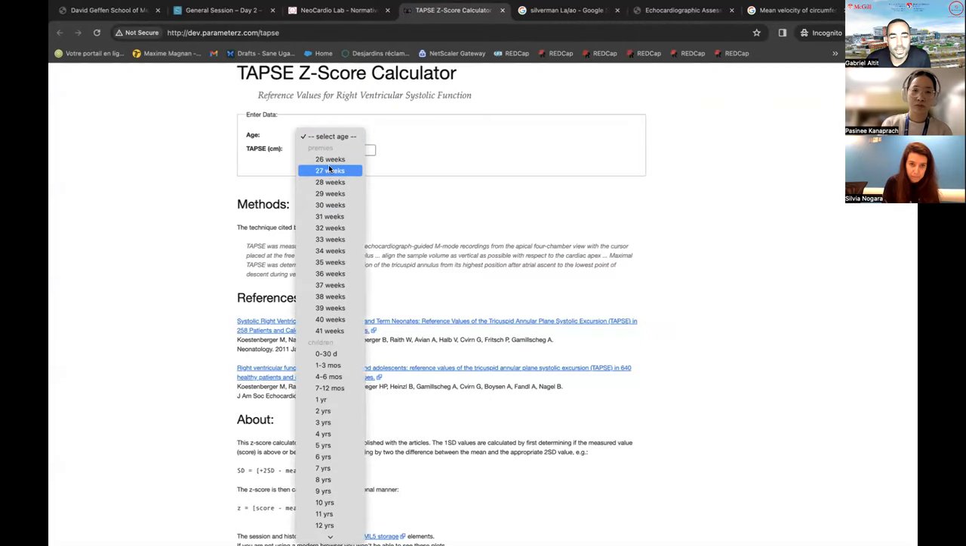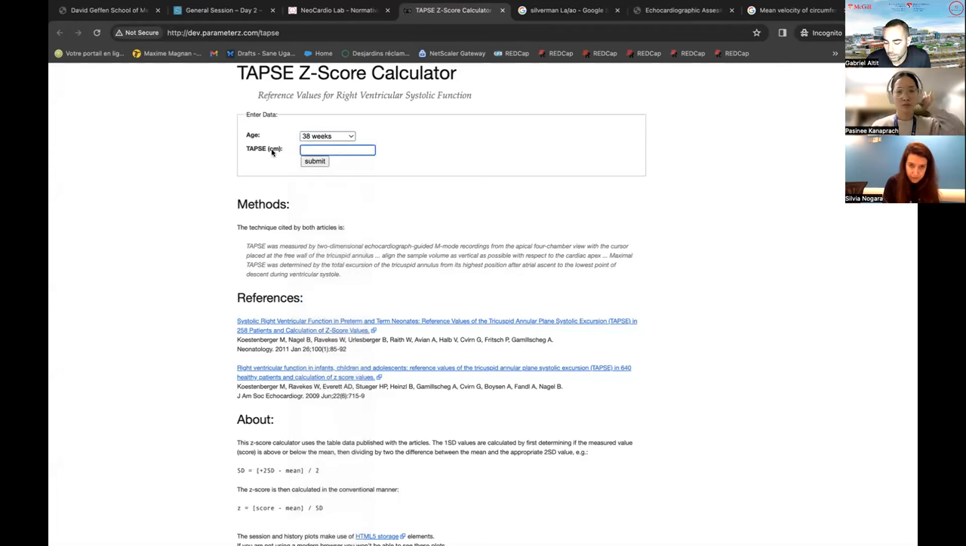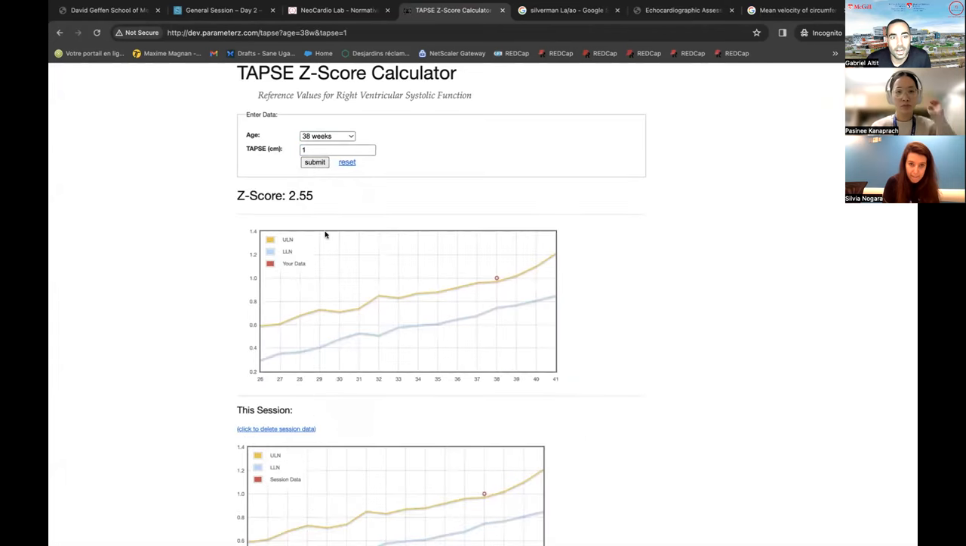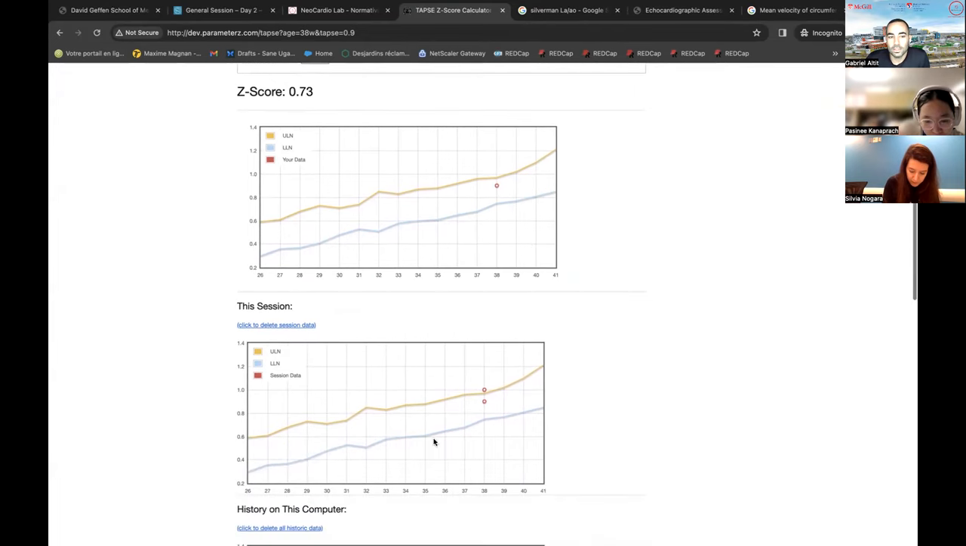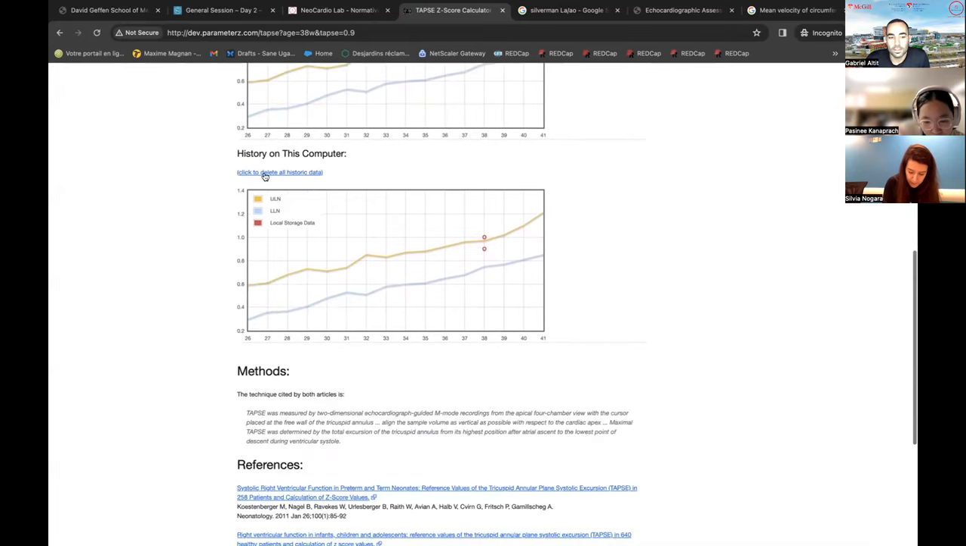So then you can put the gestational age, for example, let's say 38 weeks, and this is a TAPSE in centimeters, so you have to be careful. Let's say we say 1 centimeter, and it's going to tell you, okay, this is a Z-score above 2, so it's even the upper limit of normal. So maybe this RV is a bit hyperdynamic. So you can say 0.9 centimeter, and then this is within normal limits. It tells you that it's normal. And then you can even put multiple values and then trend, you know, you have history on this computer and things like that. Okay, so that's for TAPSE.